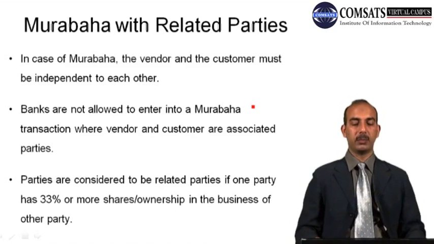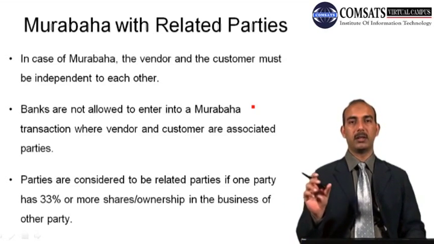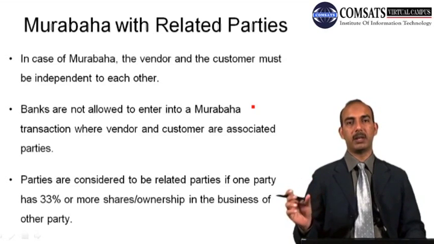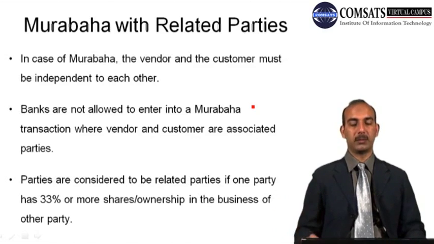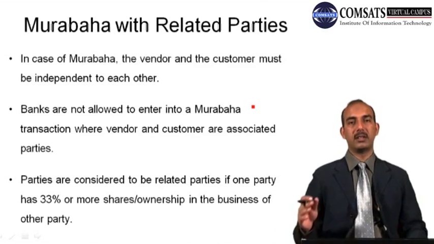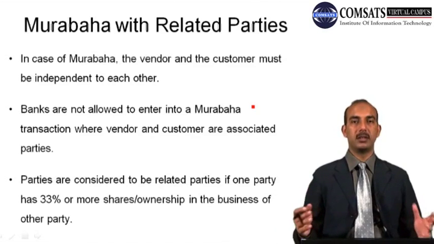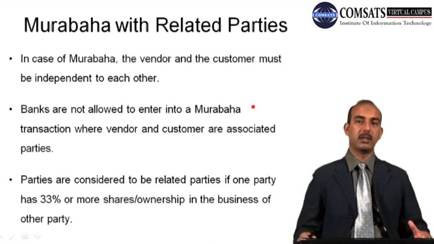Parties are considered to be related parties if one party has 33% or more share or ownership in the business of the other party. So the customer and the vendor will be considered related parties if their business share is more than 33%. If their share is less than 33%, then they are not considered related parties. Then the Murabaha transaction is possible with those parties.